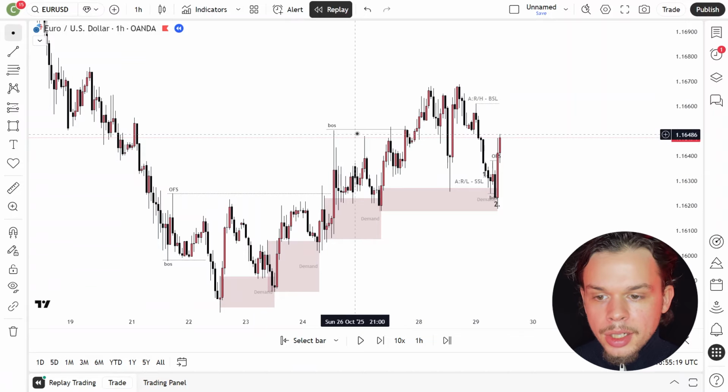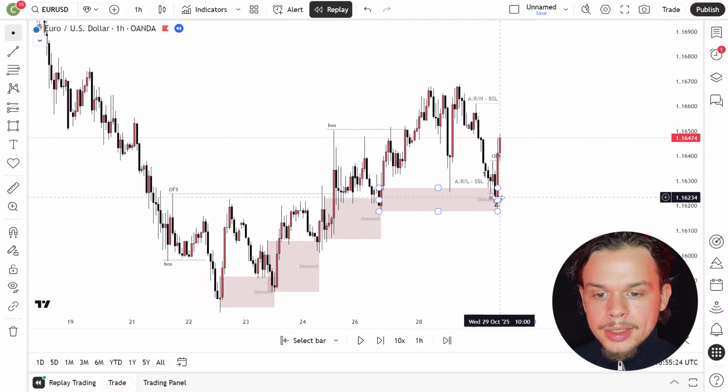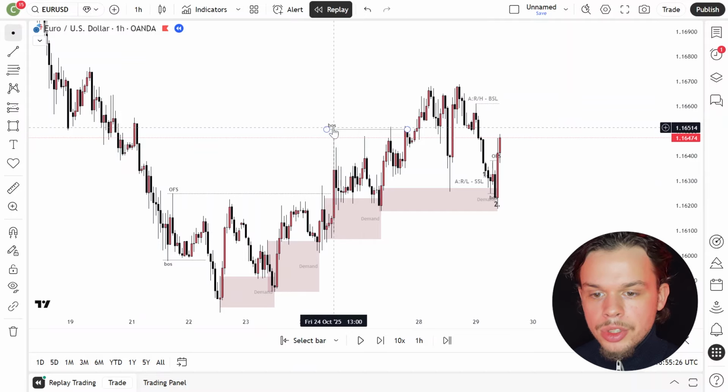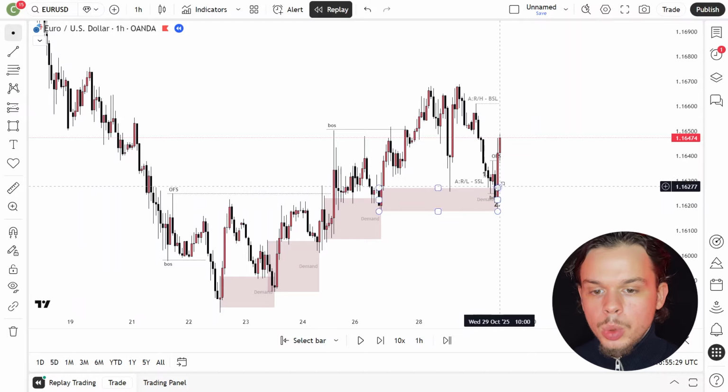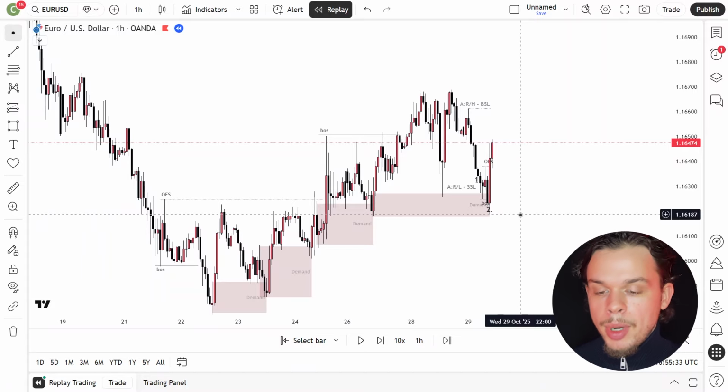And then we get this nice hourly break of structure where we form a higher high. We then pull back into the demand which caused this hourly break of structure on the left here, and we get a strong impulsive reaction, a bullish reaction to this zone. So therefore this further confirmed the buy ideas that I had.